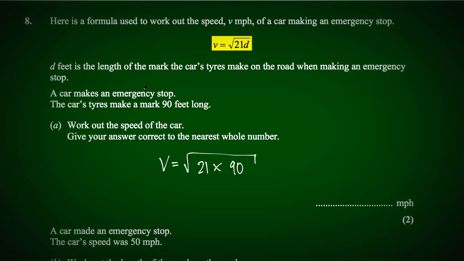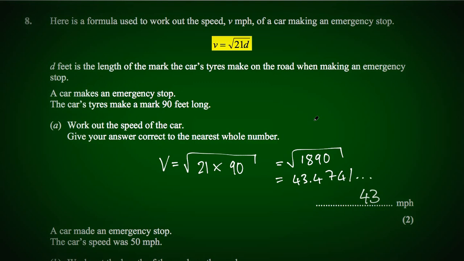D feet, so I'm just checking the units are the same. D feet is the length of the mark the car's tyres make. So yes, that's correct. V equals the square root of 21 times 90, which is the square root of 1,890. Speed of the car correct to the nearest whole number. So that's the true answer, 43.4741, etc. So to the nearest whole number is 43 miles per hour.